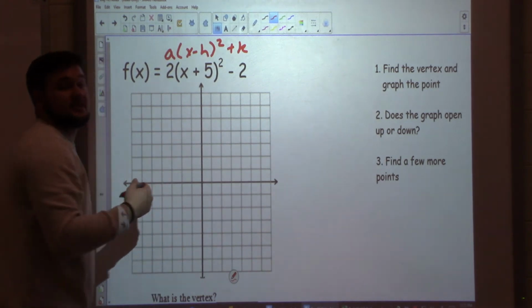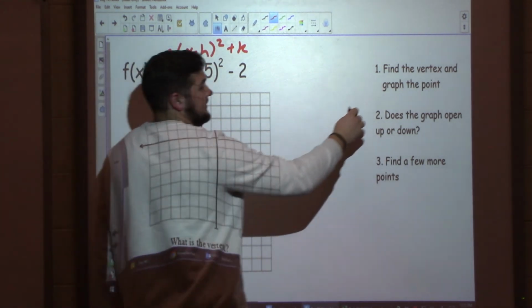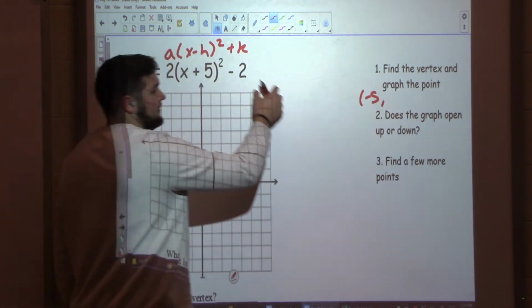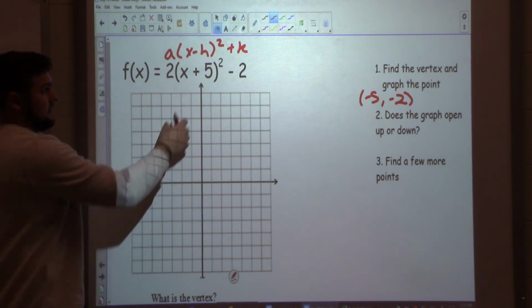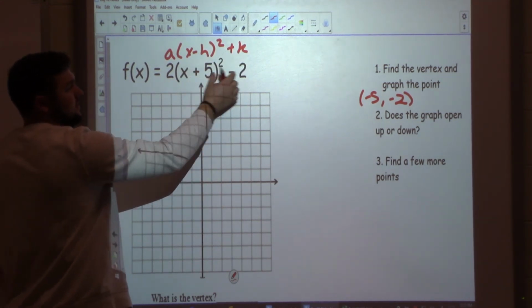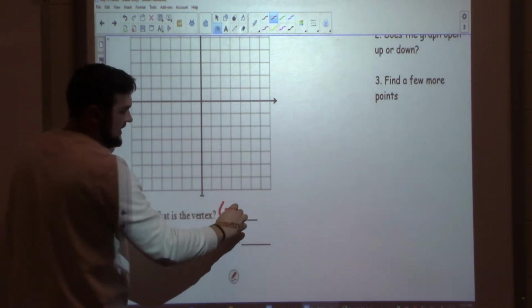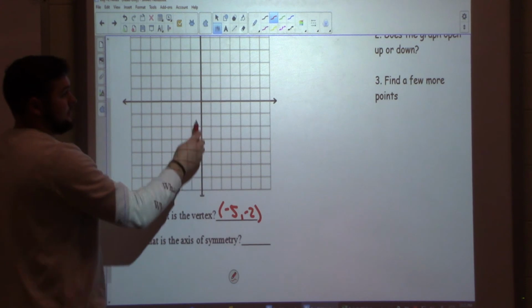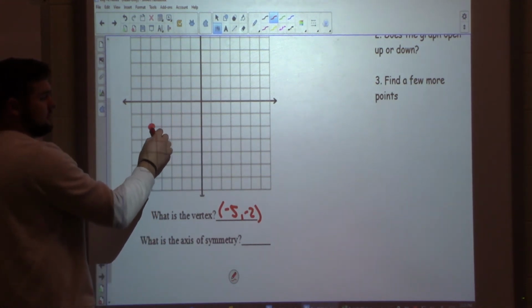But our vertex is going to be the same, right? If I look at my h value, it's still negative 5. If I look at my k value, it's still negative 2. H is negative 5, k is negative 2, the opposite of what's in here, and whatever number's out here. So our vertex is negative 5, negative 2. Plot that point first.